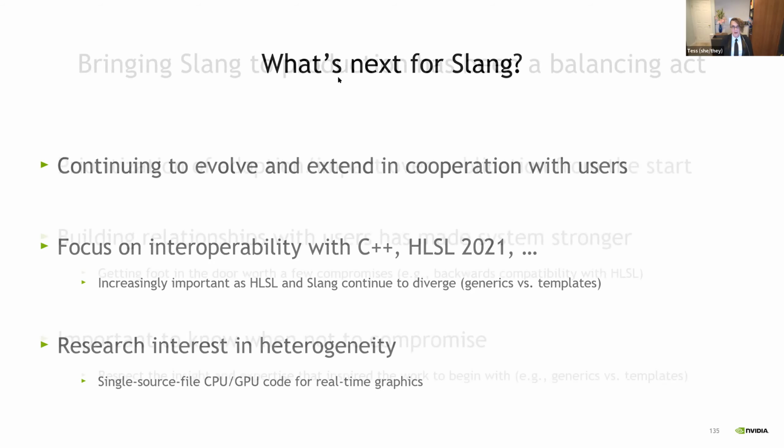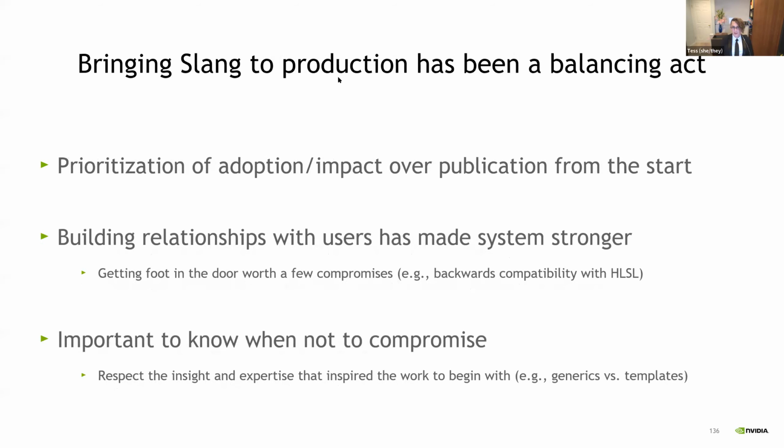So just to kind of summarize everything, bring it all back together, this process of taking Slang and bringing it from a research project through to production has been a really long-term balancing act. It started with a conscious decision to prioritize adoption and real-world impact over publication goals, and that started at the inception of it. And I think that's really important for researchers who want to see the thing they're building get adoption. It was clear to us that building relationships with our users over time is actually something that made both the research and the system stronger.